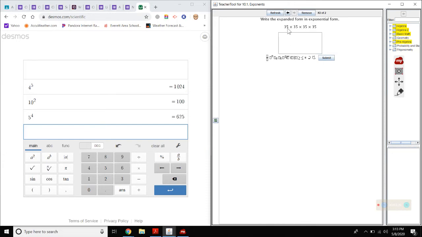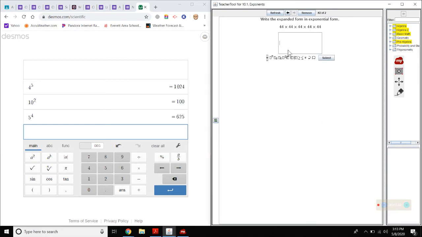Now the second style of problems are like these. You don't even need your calculator for these ones. It wants to know it in exponential form. So you don't have to solve this. It wants you to write them as an exponent. So my base is 35, and then I need the power. Well, it's multiplied 4 times. So 35 to the 4th is going to be how it's written in exponential form.